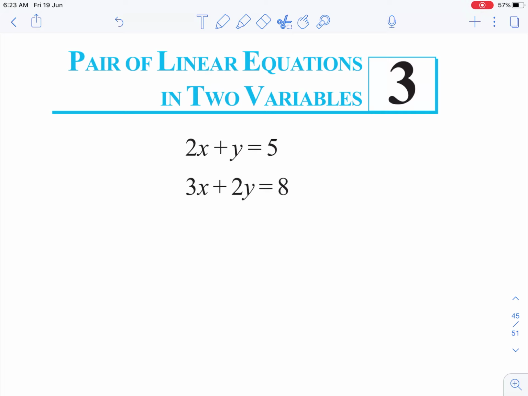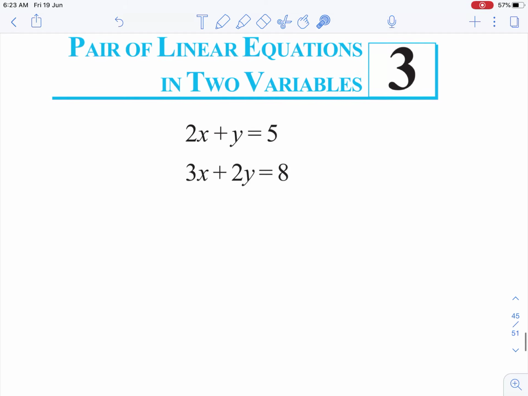Dear students, we have started a chapter that is pair of linear equations in two variables. Up till now we have seen how to find how many solutions are possible for a given equation. Then we have learned three different methods to find the solution for a given equation. Today we are going to revise all of that once again. So let us start it.